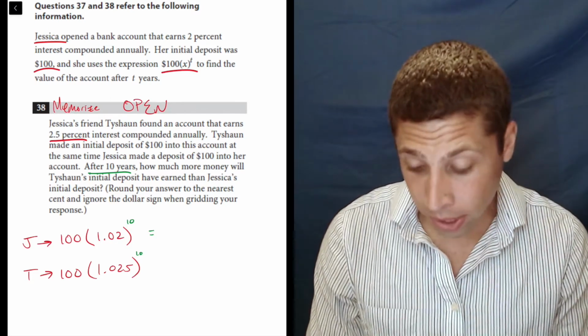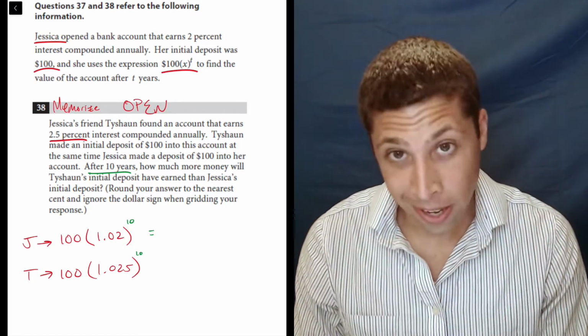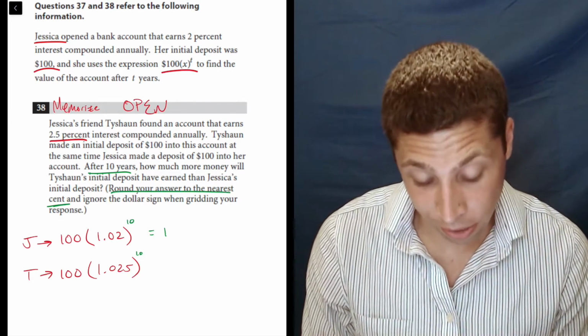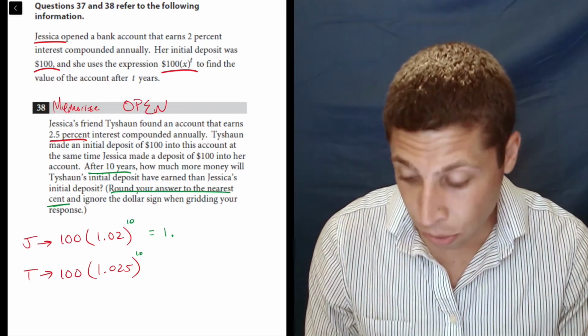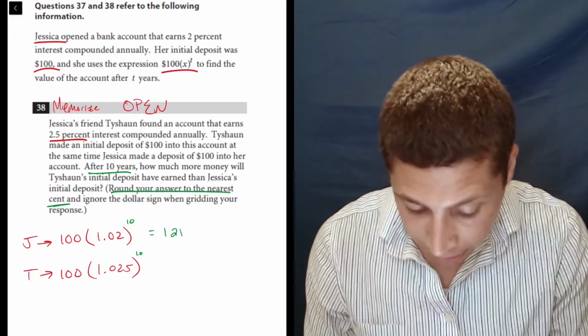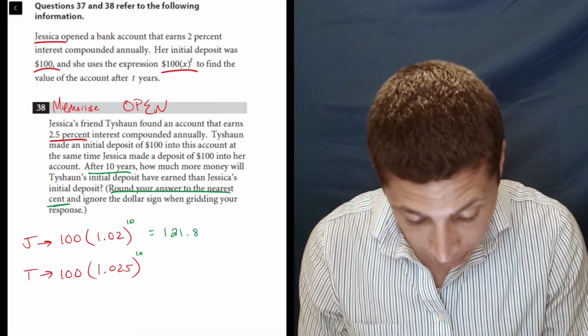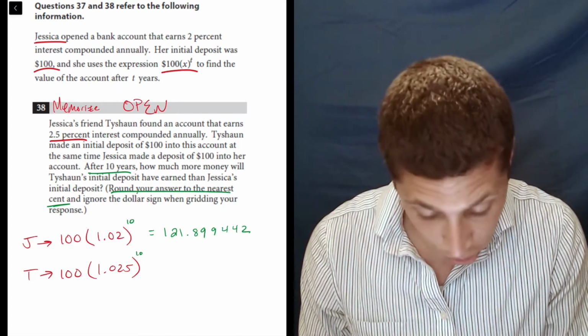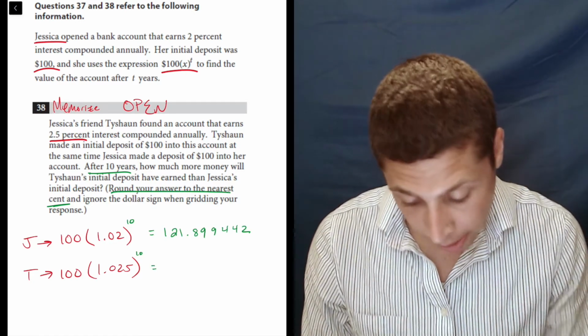This is where we really have to be careful. They're telling us at the end, round to the nearest cent. So don't start rounding too soon, right? We have to really keep track of everything, because if we're off by a little bit, that might impact my answer: 121.899442.